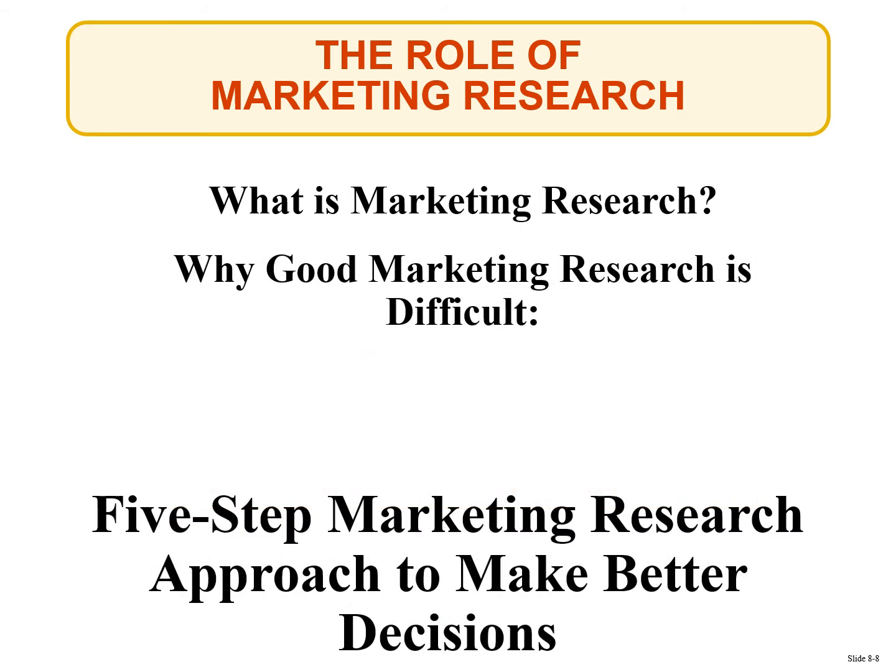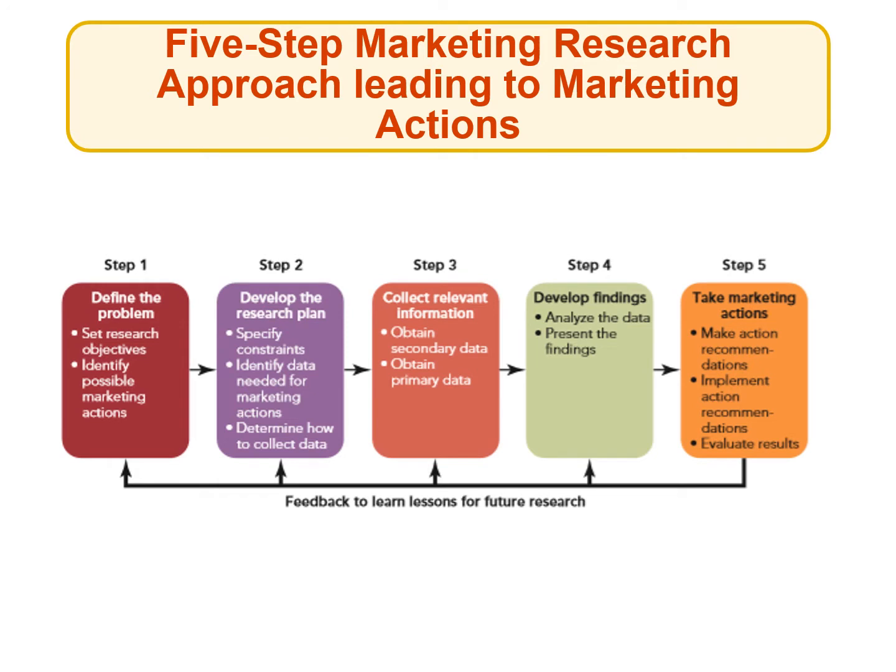Now, the next is the five-step marketing research approach to make better decisions, and we're going to discuss these one by one. So we have from step 1 to step 5: define the problem, develop the research plan, collect relevant information, develop findings, and take marketing actions. We keep getting feedback to learn lessons for future research from each of these steps, and then we keep repeating all of these steps again and again.